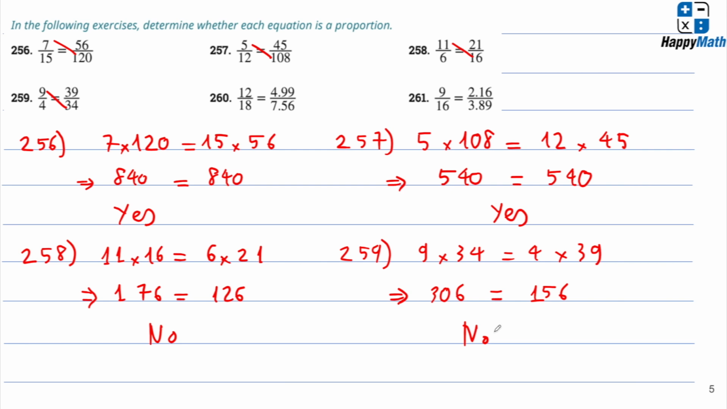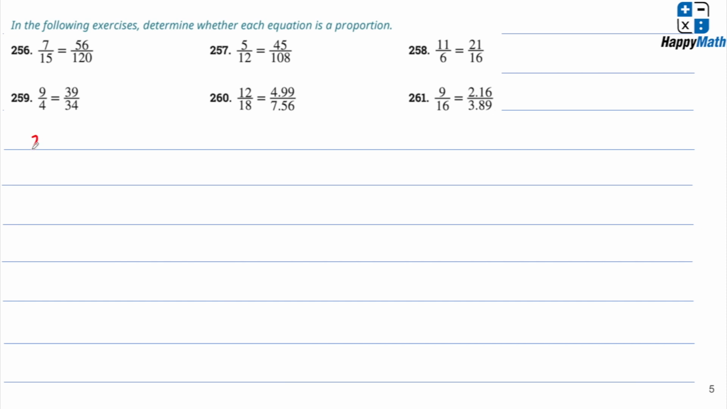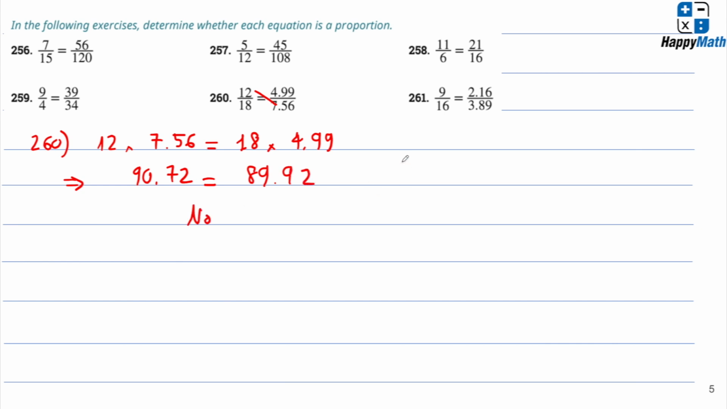The next question is 260. Cross line: you got 12 times 7.56 and compare to 18 multiply 4.99. Okay, 12 times 7.56 here is 90.72 compared to 18 times 4.99. You got 89.82. Yeah, this cannot be a proportion.